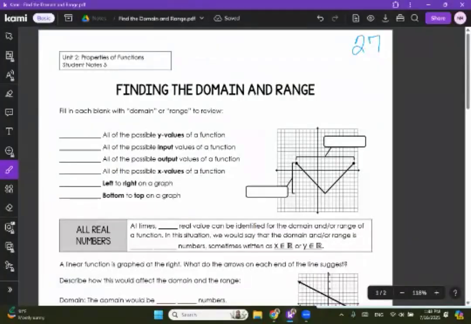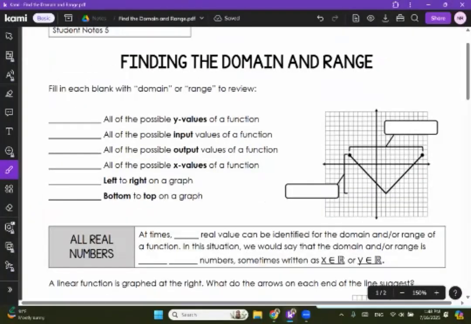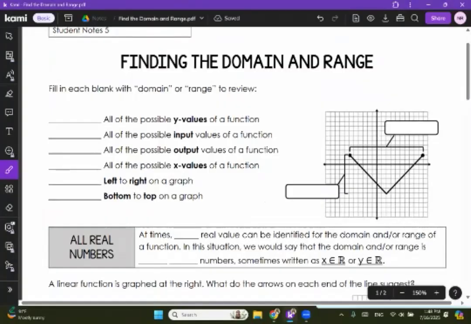Okay. So for the first part, we're just going back over basic stuff. Domain is going to be anything that has to do with your x values, and range, anything to do with your y values. Think alphabetical order. D comes before R, X comes before Y. So the set of all possible Y values, we're talking about range. Input is domain. Output, your result, range.